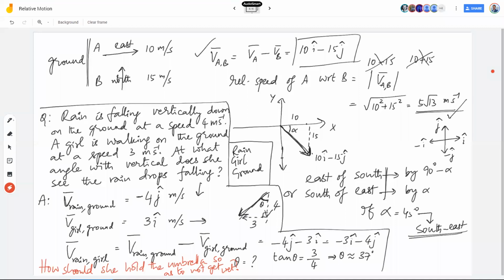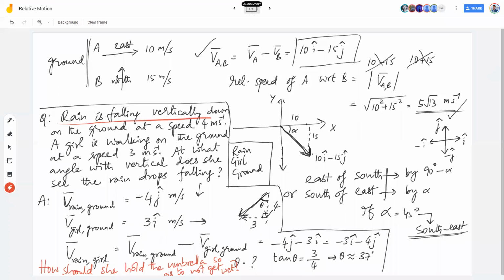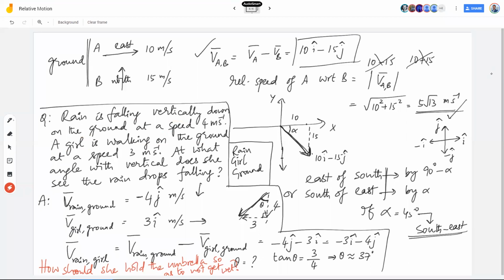I hope you understood this. This is a very big concept, relative velocity. Okay, rain problem. You can actually start doing more problems now.